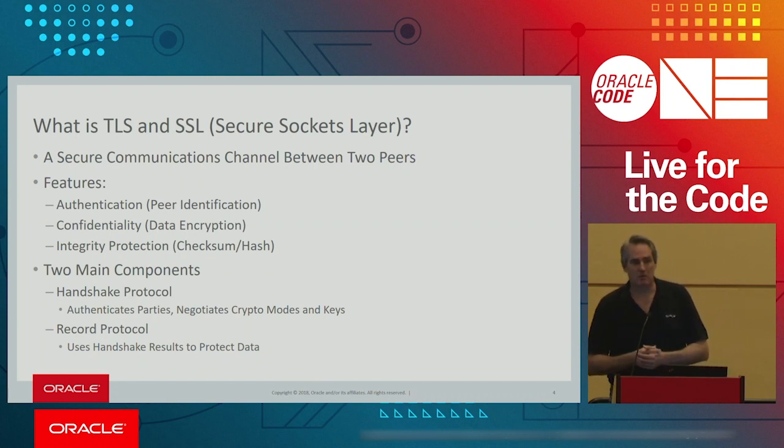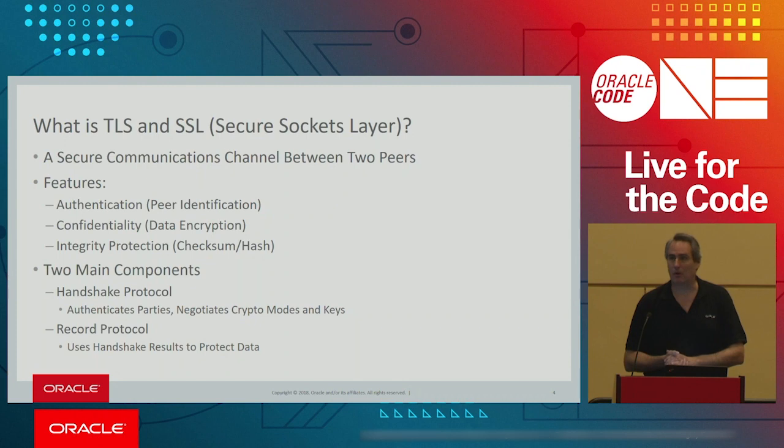There's two main components of TLS. There's the handshake protocol, which is what we use to authenticate the parties and negotiate the crypto modes and all the keys that go along with it. There's also the record protocol, which once all that has been negotiated, then we take that and segment the data into bite-sized chunks and send that using the information we've just negotiated. So we can use that to protect our data.